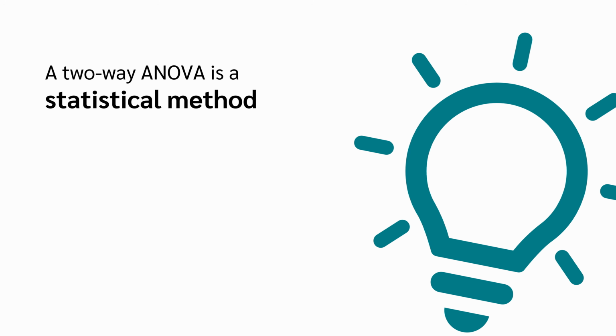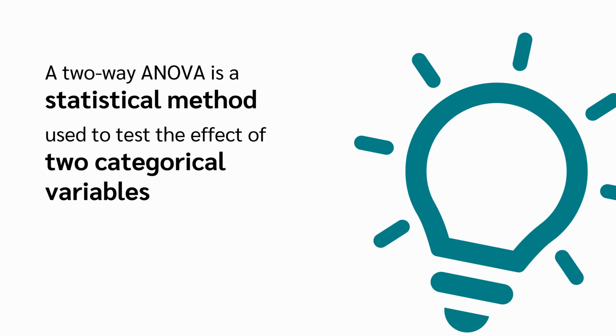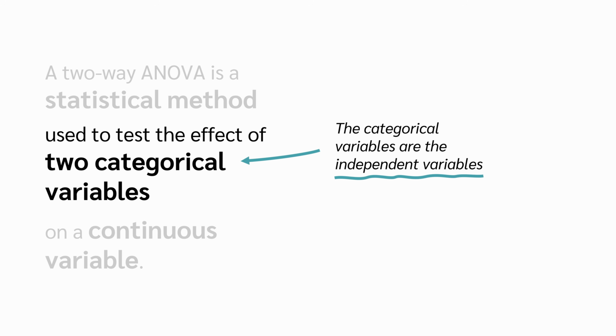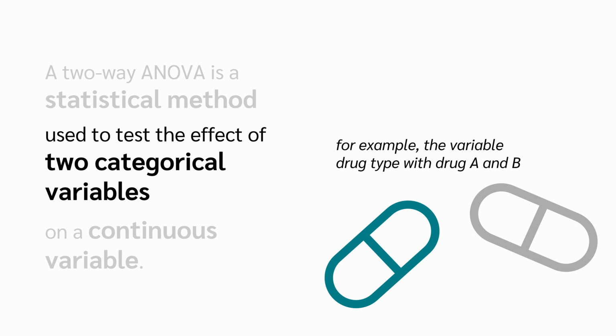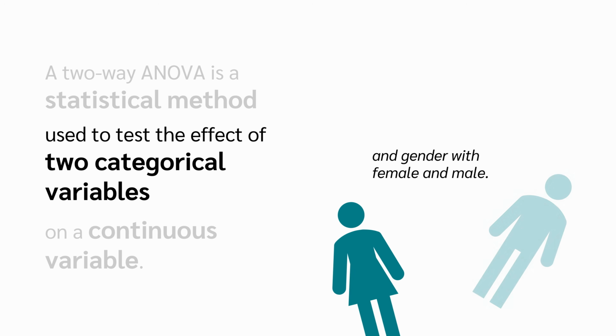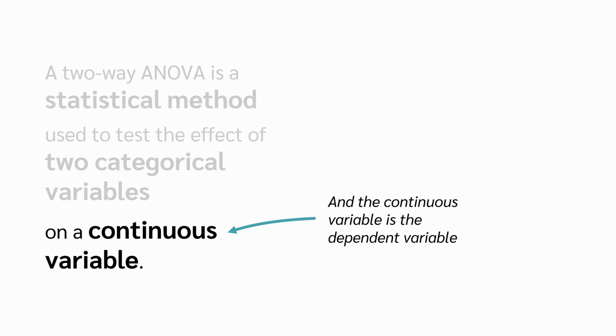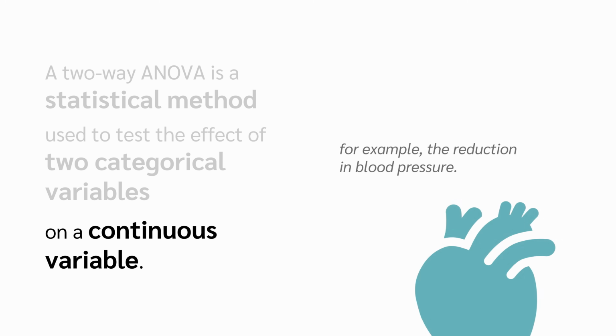Now that we've covered that, let's take it a step further and dive into something even more exciting, the two-way ANOVA. What is a two-way ANOVA? A two-way ANOVA is a statistical method used to test the effect of two categorical variables on a continuous variable. The categorical variables are the independent variables, for example, the variable drug type with drug A and B, and gender with female and male. And the continuous variable is the dependent variable. For example, the reduction in blood pressure.